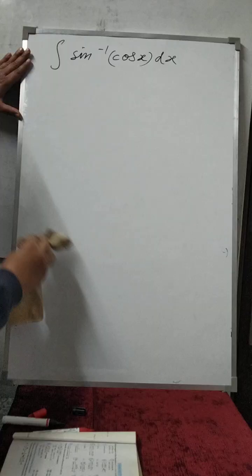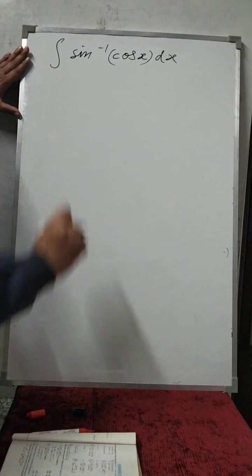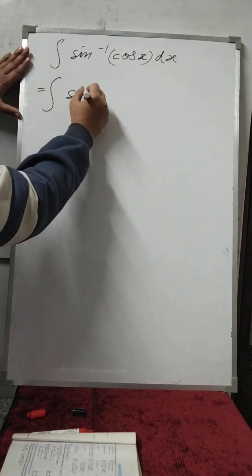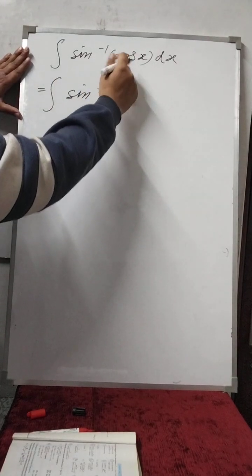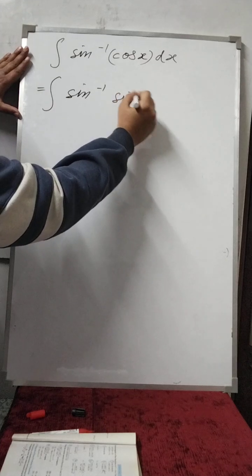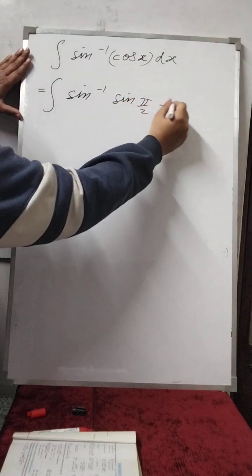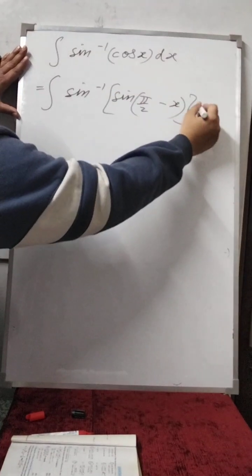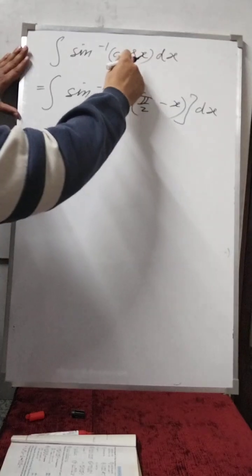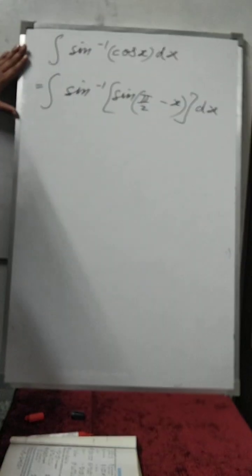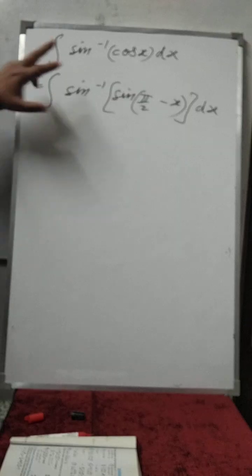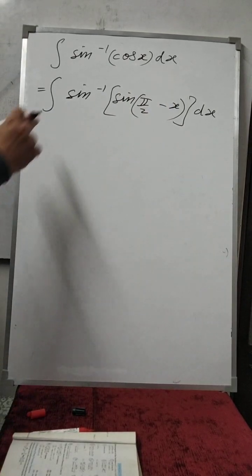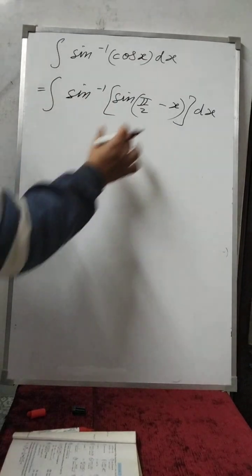This is sine inverse of cos x. I can write this as the integration of sine inverse of sine of (pi by 2 minus x). Can I write cos x as sine of (90 minus x)? Can I write it like this? Cos theta is equal to sine of (90 minus theta). Then sine inverse of sine theta will be theta.